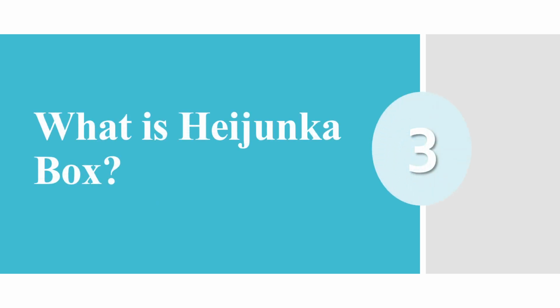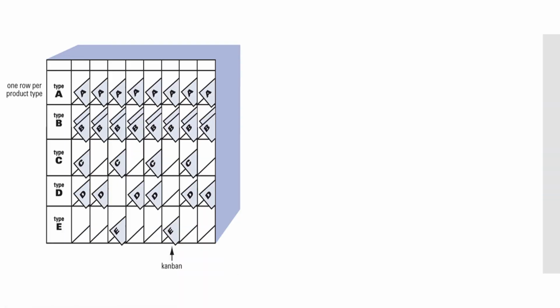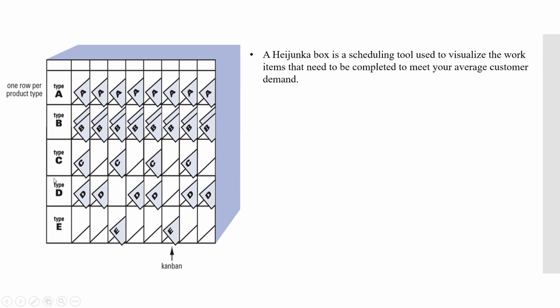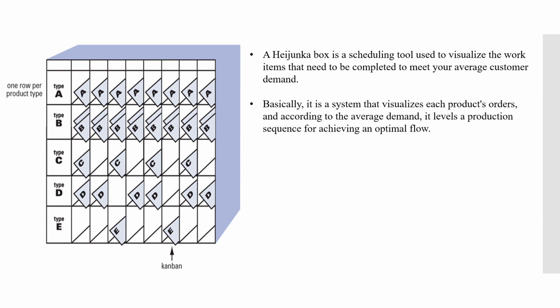Next is, what is a Heijunka box? Whatever pictorial diagram is shown on the screen is a Heijunka box. It is much like a Kanban, much correlated with the Kanban. A Heijunka box is a scheduling tool used to visualize the work items that need to be completed to meet your average customer demand. Basically, it is a system that visualizes your orders, where you can see which order has to be completed at what time.